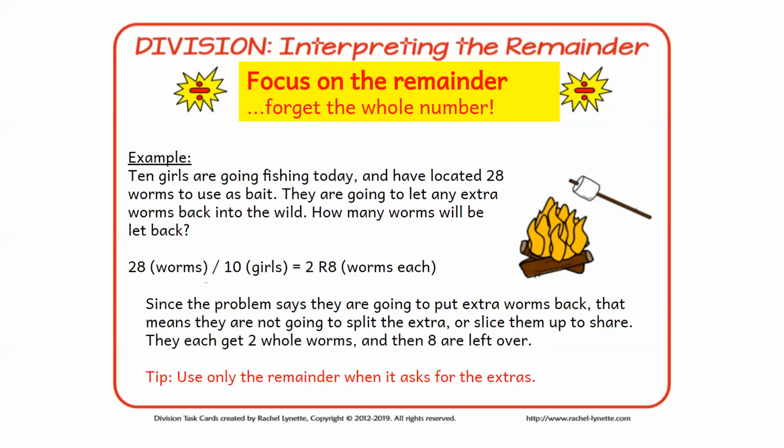But the key is to go back to the question. And the question is how many worms are going to be let back? How many worms are extra? So it's 8.